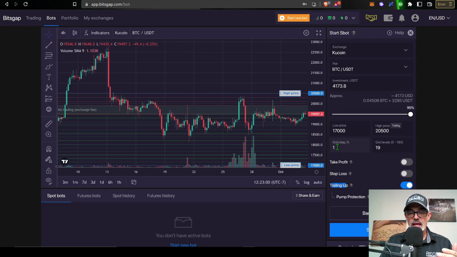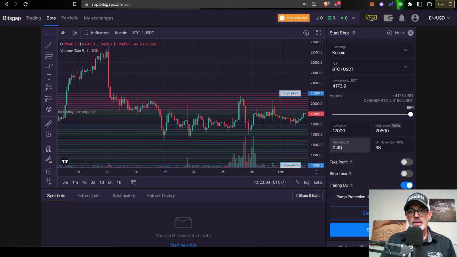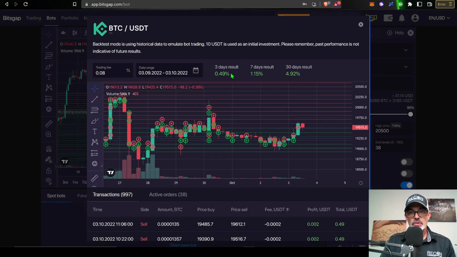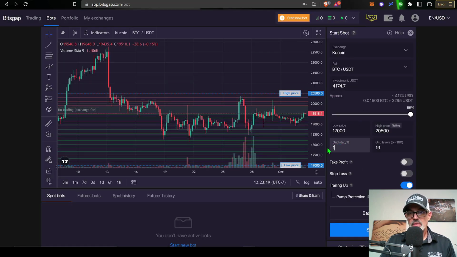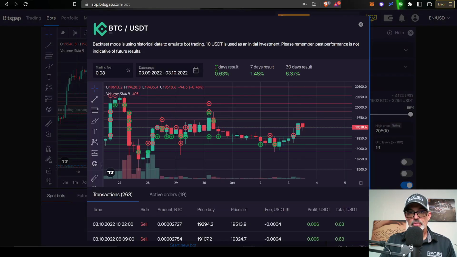We can go with a grid step. Let's start at 0.49%. Click backtest. You can see the 3-day results are just about 0.5%. Now let's change that to a 1% grid step and click backtest. And we see the 3-day results improve to 0.63%. So that's a pretty good improvement.